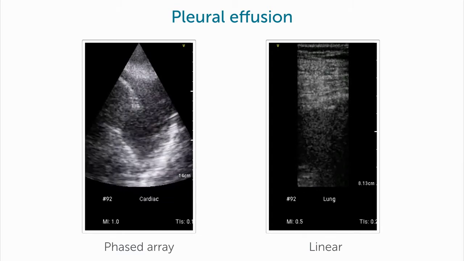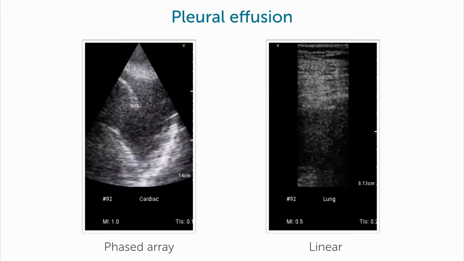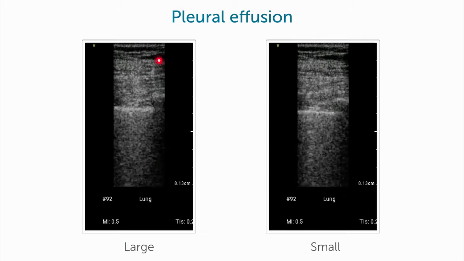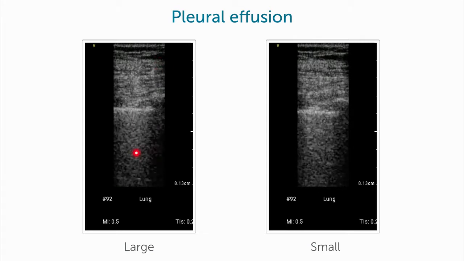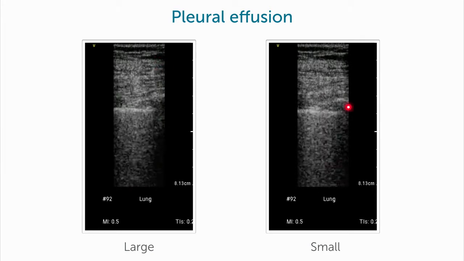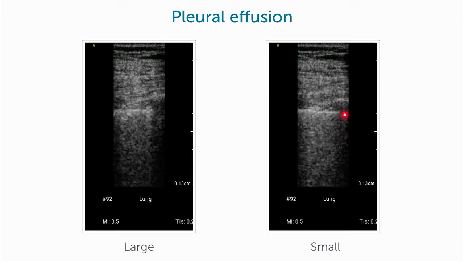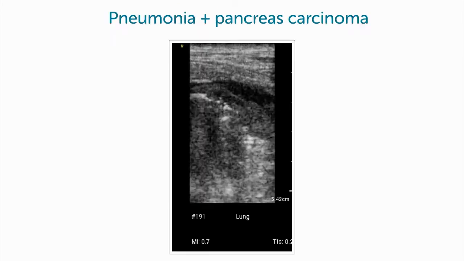Of course, the size and the separation depends on where you're actually imaging the pleura. The size of a pleural effusion can be looked at both with a phased array and also with a linear transducer. With a linear transducer, you will see a large separation right here, while only a very small gap is seen in this patient here.